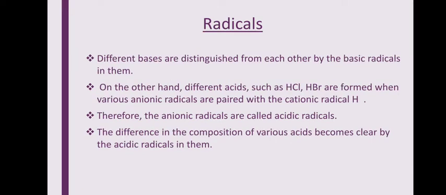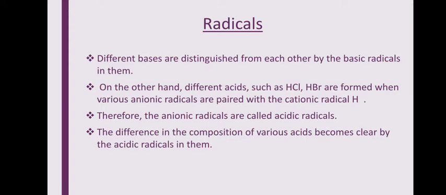Okay. On the other hand, different acids such as HCl and HBr are formed when various anionic radicals are paired with the cationic radical. So in acids, H is fixed, and in bases, OH is fixed. Followed? Therefore, the anionic radicals are called acidic radicals. Anionic radicals are acidic radicals. For example, Cl minus, Br minus, I minus, like that.